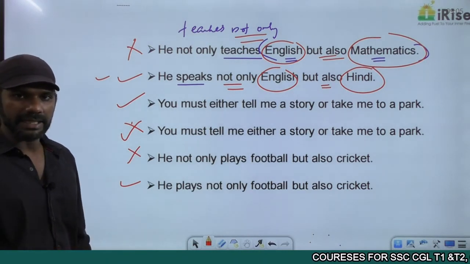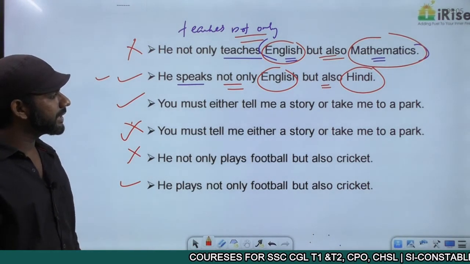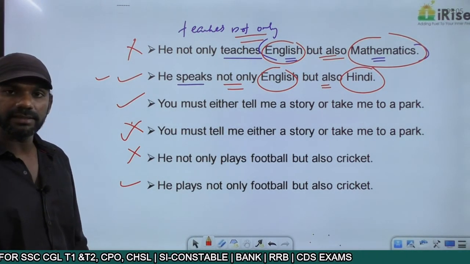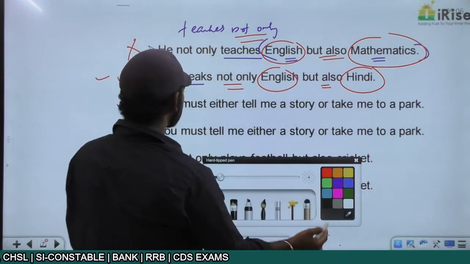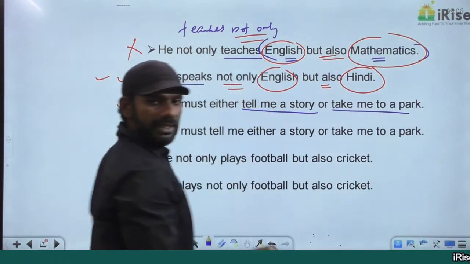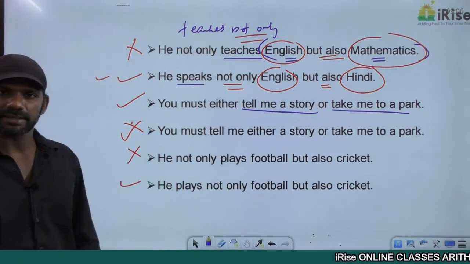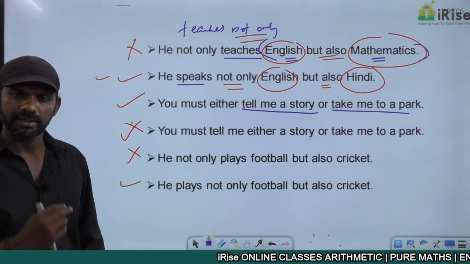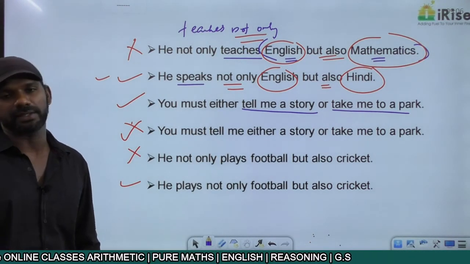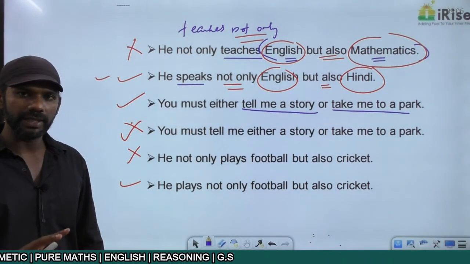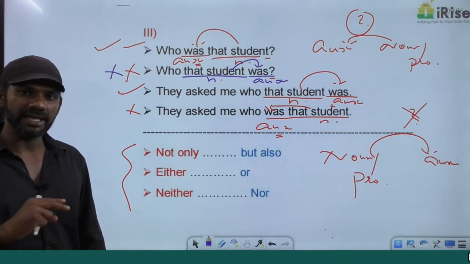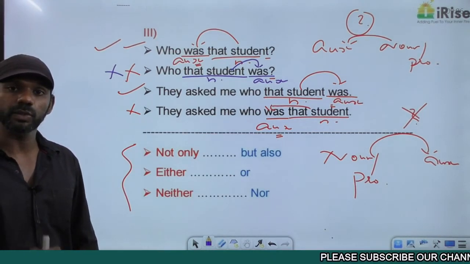I said it's grammatically correct. You must either tell me a story or take me to a park. How many actions are there in this sentence? Two actions. One is tell me a story and the other one is take me to a park. We have two actions in this sentence. When there are two actions, not only but also, either or, neither nor must connect those two actions. When there's only one action related to two entities, these usages must connect those two entities. When there are two actions, these usages must connect those two actions.